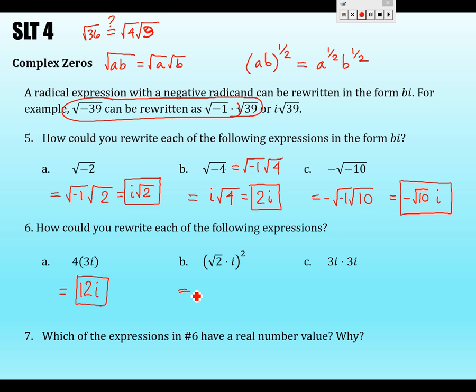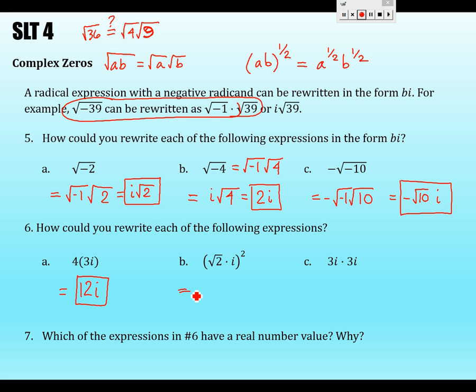All right, I see a bunch of people who have these. You ready? All right, so volunteer, root 2 times i, quantity squared. Who's got that? Walk me through that one. Haven't heard from you yet today, Josiah. Go ahead. 2i squared. Talk me through that, though. How did you come to that conclusion?